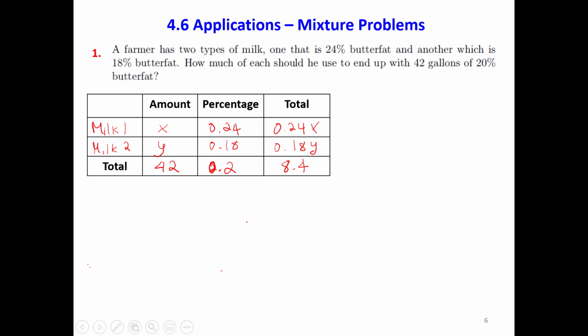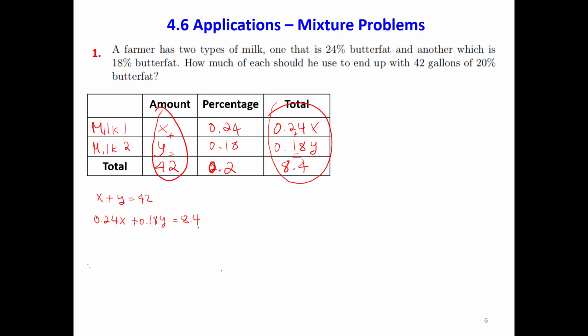Now we have the equations we need. We have one equation right here and the other equation right here. X plus Y equals 42, and 0.2X plus 0.18Y equals 8.4. Then let's write the equations. We have X plus Y equals 42. We have 0.2X plus 0.18Y equals 8.4.